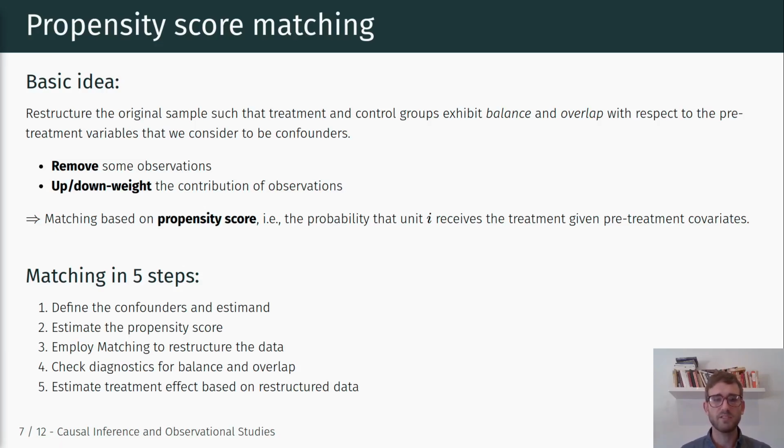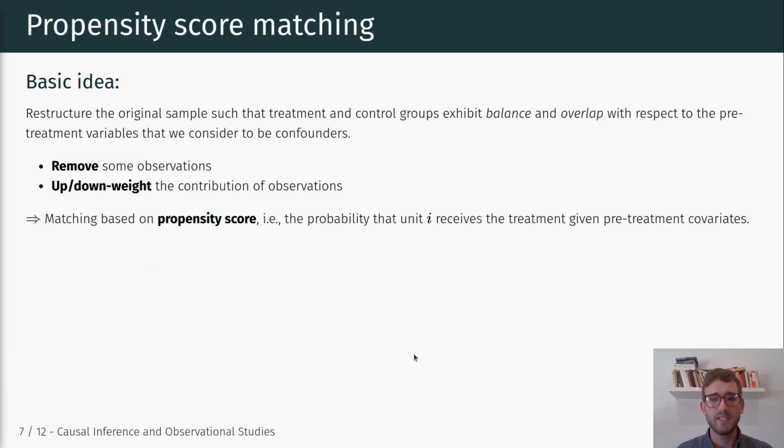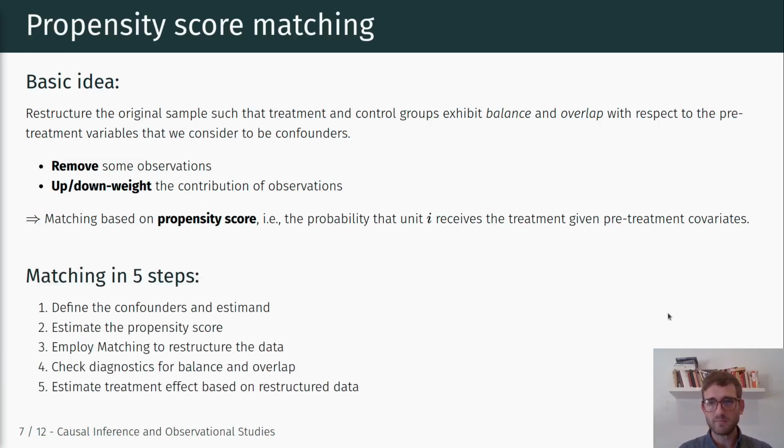The first step is to define the confounders and the estimate. So we have to define all the potential confounding factors that we have to control for, and also we have to define our estimate. What we mean by the estimate is basically what the focus of our inference should be.